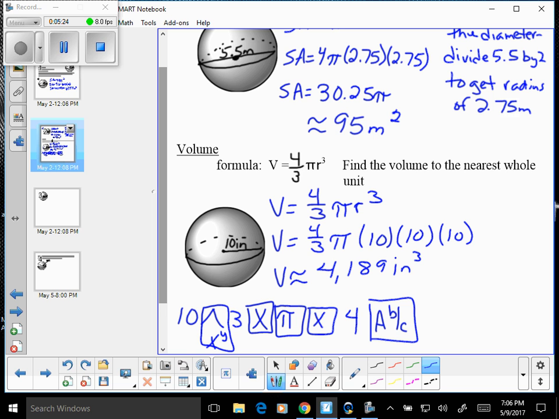Now this actually is a mixed number, and then the 3, and then press equals. And you should come out to 4,189 when you round off. Now you can do it in another order too. You could actually take 4 fraction key 3 times pi times 10 power key 3 equals, and you should get the same answer. So hit pause if you need to and try it out, which works best for you.